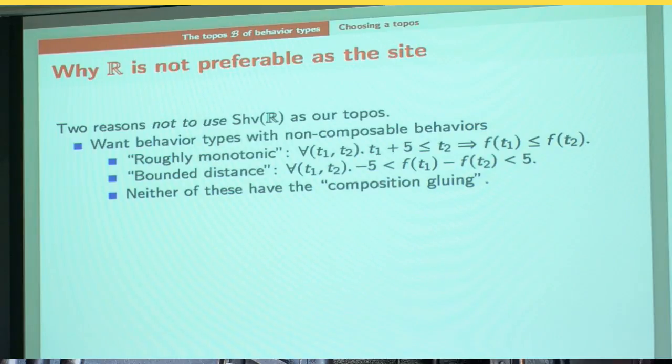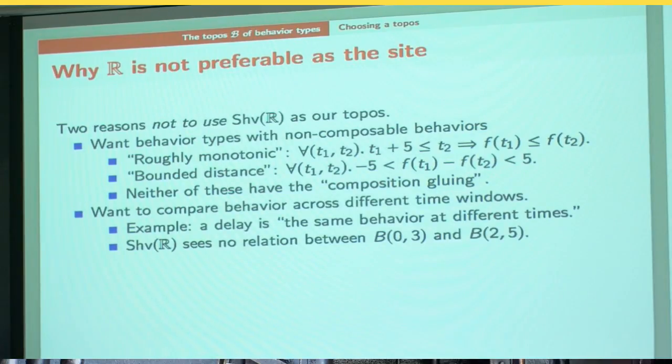So when you want to be able to talk about things over extended intervals, not just very local intervals of time, you need to drop the composition gluing. And the other reason not to use sheaves on R is that we want to be able to compare behaviors across different time windows. So for example, a delay is somehow the same behavior at different times, whereas sheaves on R sees no relationship between [0, 3] and [2, 5]. It doesn't understand that those are kind of the same amount of time.